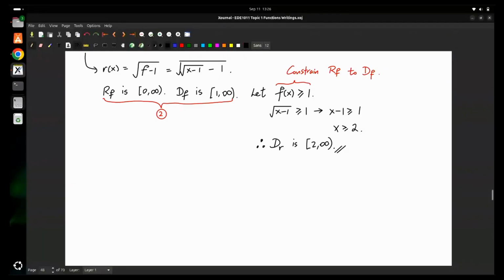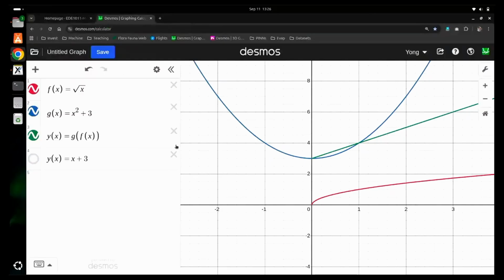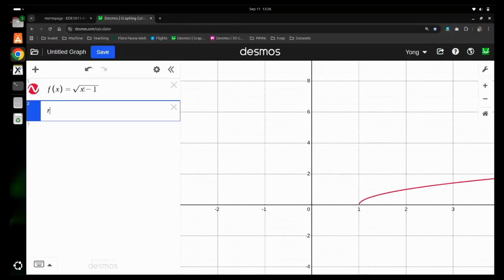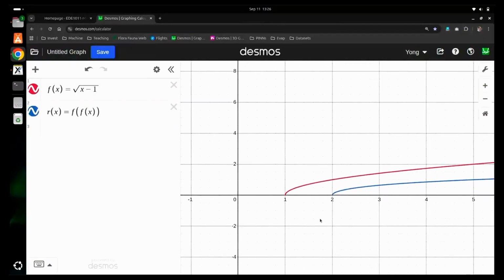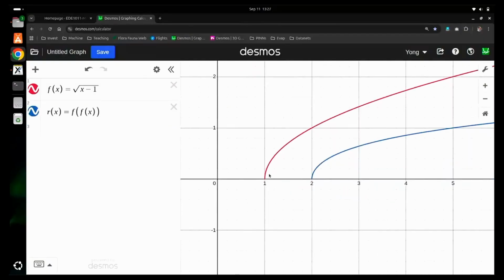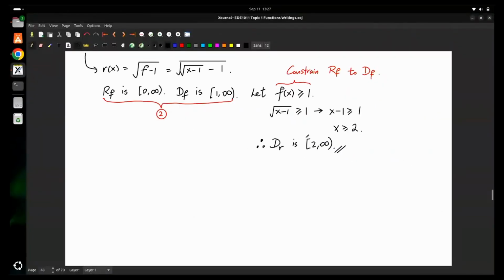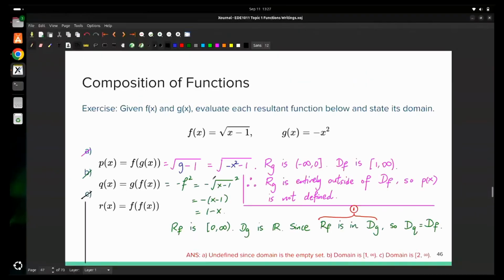Okay, let me demonstrate that Desmos exactly tells you the same thing. You can see f of x is root x minus 1. What happens if I put, for example, R of x equals f of f of x? Now you see what happens to the blue curve? For f, the domain is 1 or more, 1 to infinity. But R, which is f of f, as we worked out earlier, you can see the function is actually defined from 2 onwards, which is exactly our result here. Okay, so that's for the composition of functions and their domains.